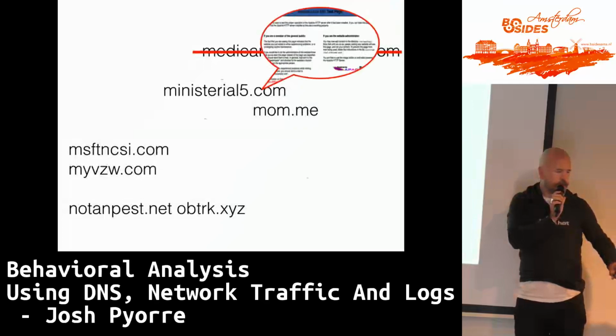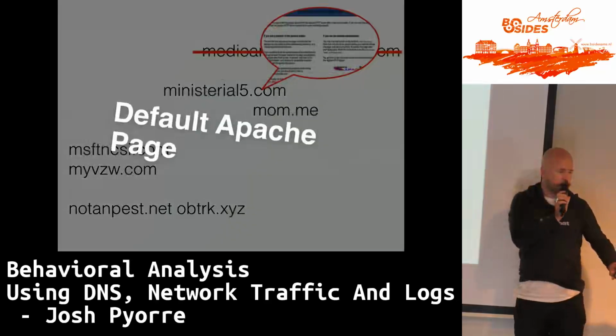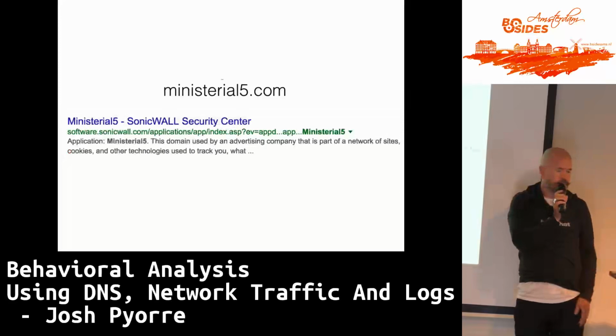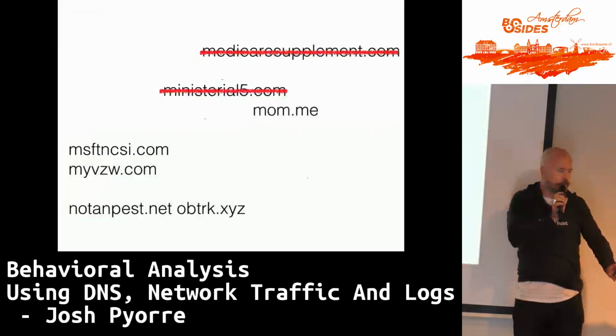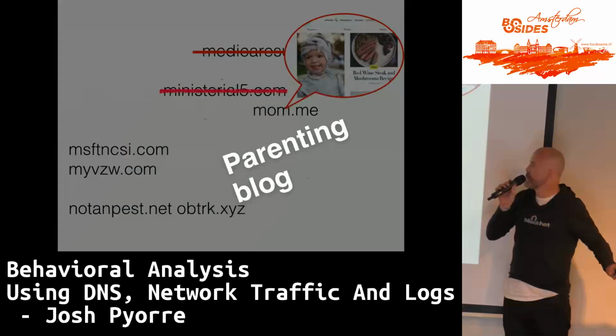This site has a 5 in it, looks weird. It's got a default Apache site, kind of suspicious. Go look it up. I'm seeing some stuff maybe with Sonic Wall, and my gut says it's fine for now. I mean, maybe it's bad, but I'm trying to go through a bunch of domains real fast. This one is a parenting blog, so I'm not too threatened by it.